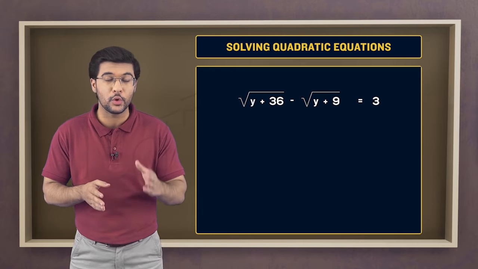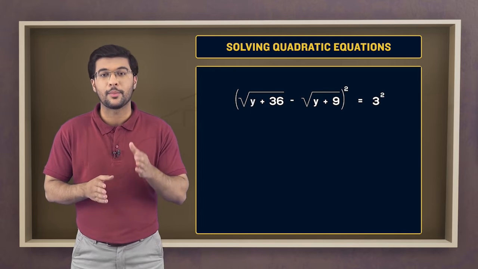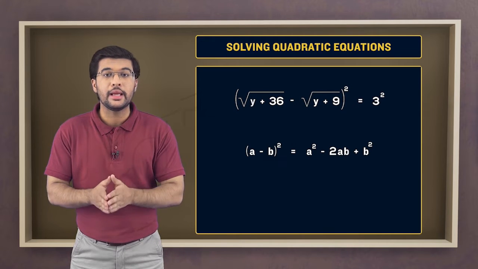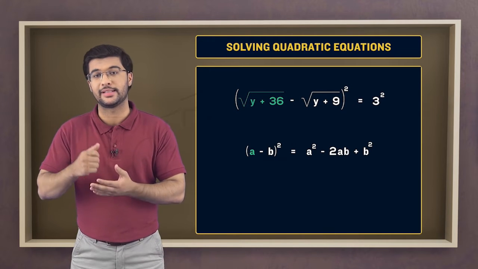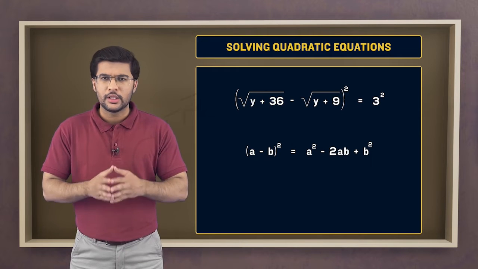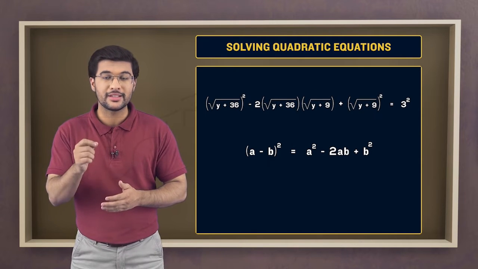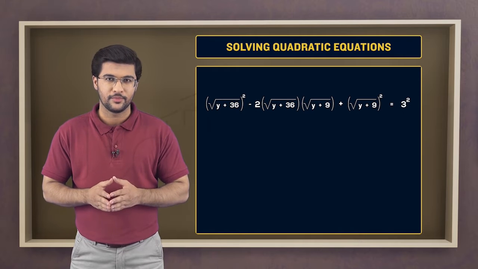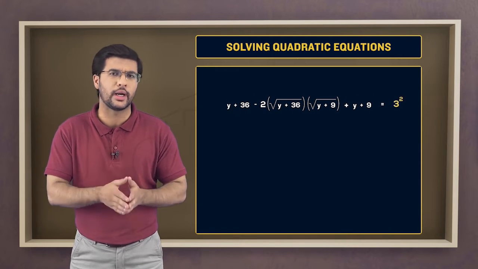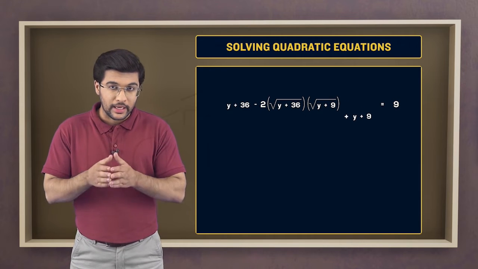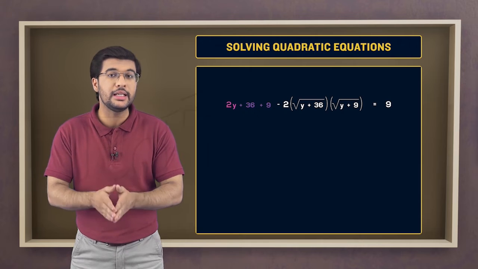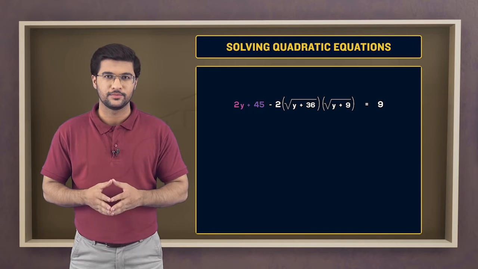Take the square on both sides of the equation and apply this formula on the left hand side. Here, a is square root y plus 36 and b is square root y plus 9. So expand it accordingly. This is what you get afterward. Now, the squares will be cancelled with the square roots, while 3 squared becomes 9. Add the like terms next. Y plus y is 2y and 36 plus 9 is 45.